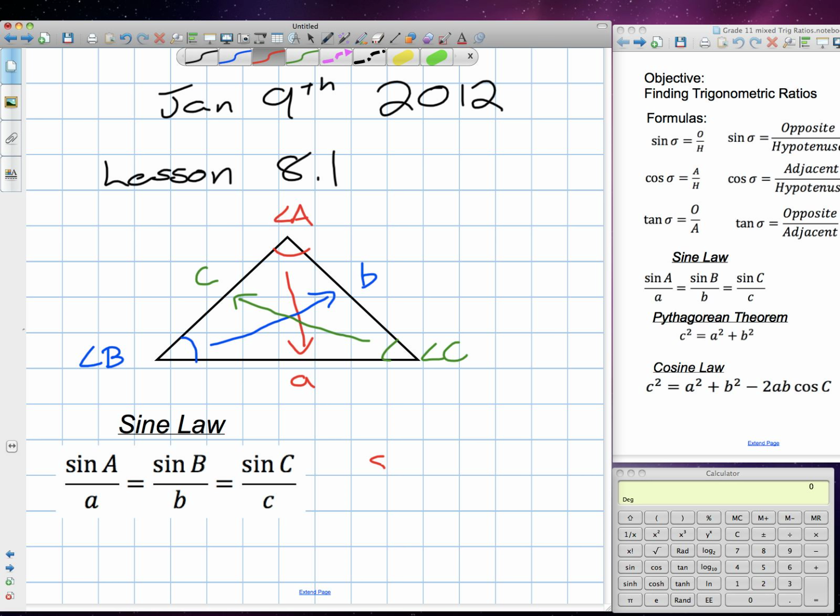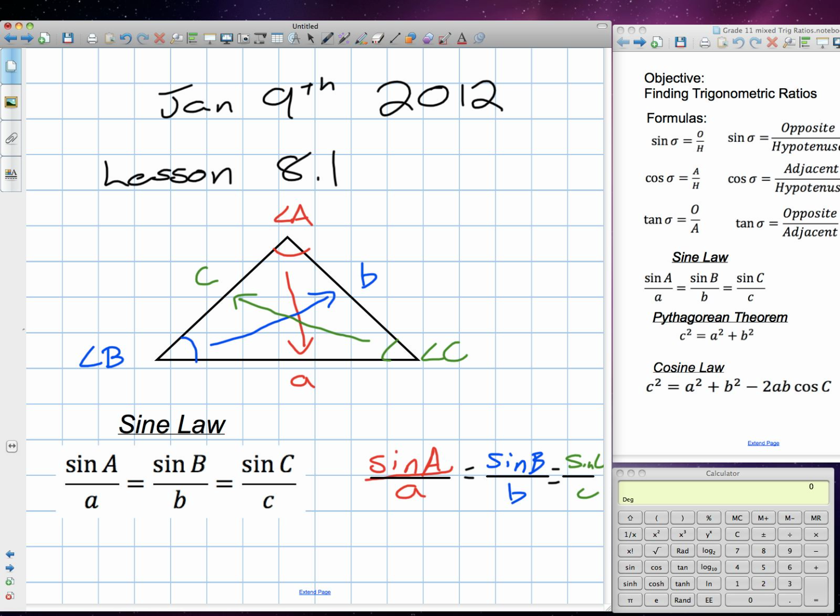Sine of angle A divided by side A. You know what we'll do? I'm going to set this up nicely. Put our equal signs here. It says that it's also equal to the sine of angle B divided by side B, which is equal to the sine of angle C divided by side C. So in order to set up this triangle, you need to know how to plug numbers in properly.